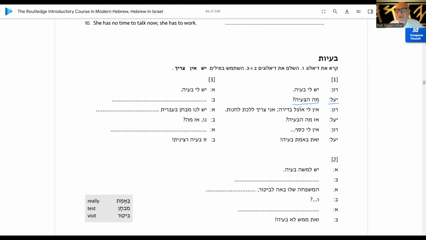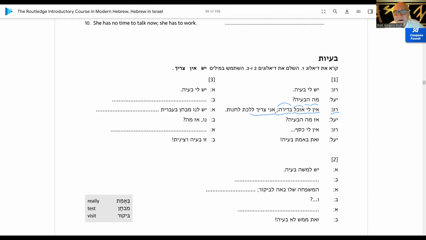Okay, so Ron says, Ein li ochel. Okay, see, there is not to me food, badira. I think that badira is in the apartment, right? Ein li ochel badira. אין לי אוכל בדירה. Okay.